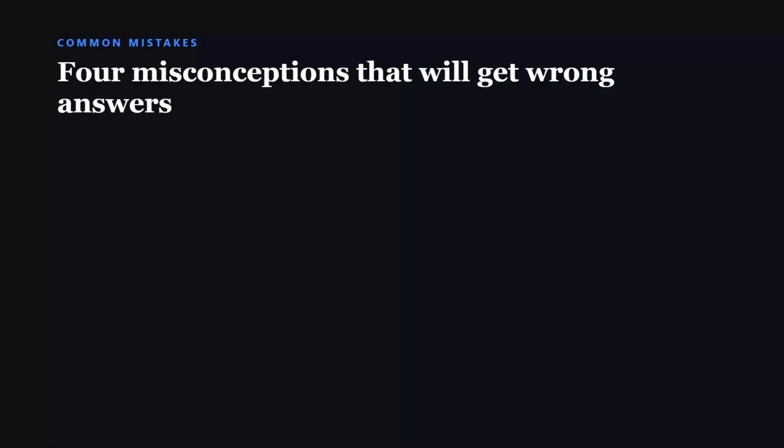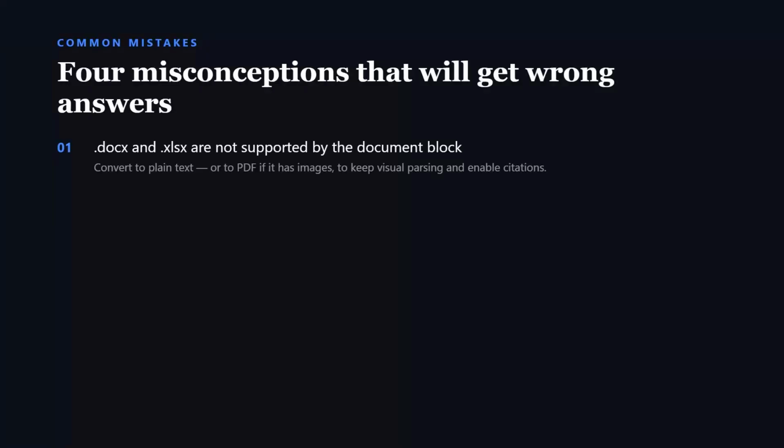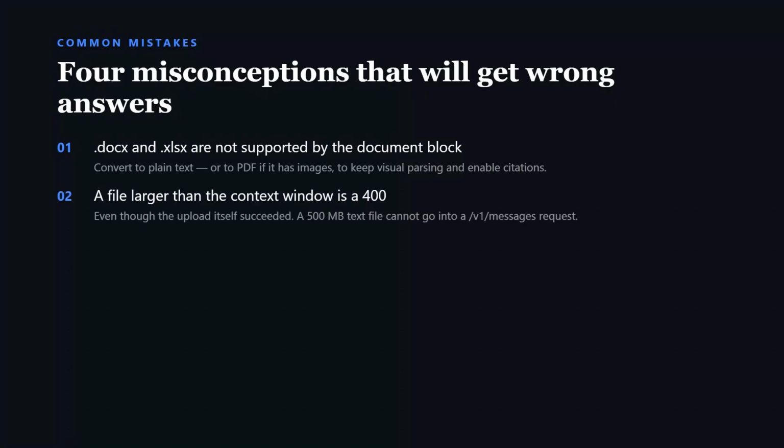Some things people are mistaken on. 1. .docx and .xlsx aren't supported by the document block at all. Convert to plain text, or to PDF specifically if the document has images, since PDF keeps the visual parsing and enables citations. 2. A file bigger than the context window is a 400, even though the upload itself went through fine. A 500 megabyte text file just can't fit into a single request.